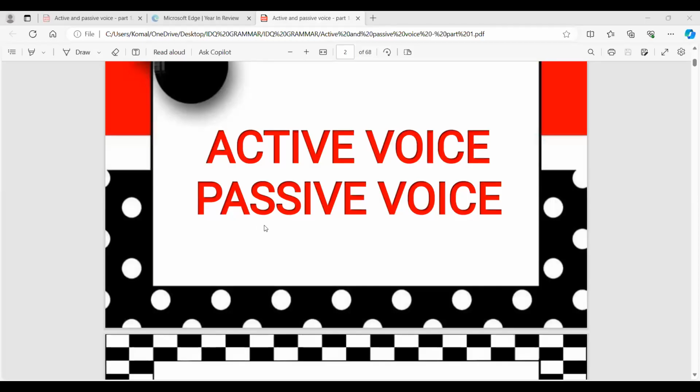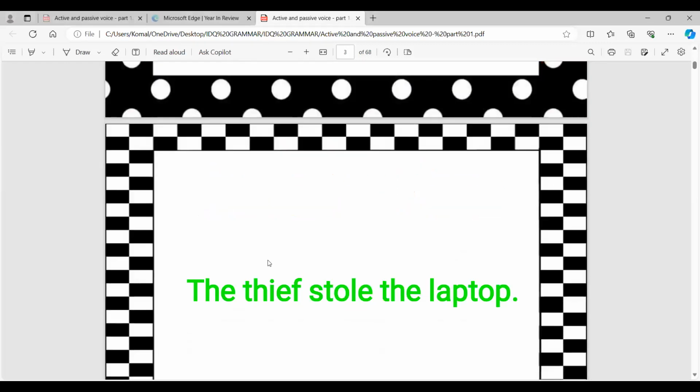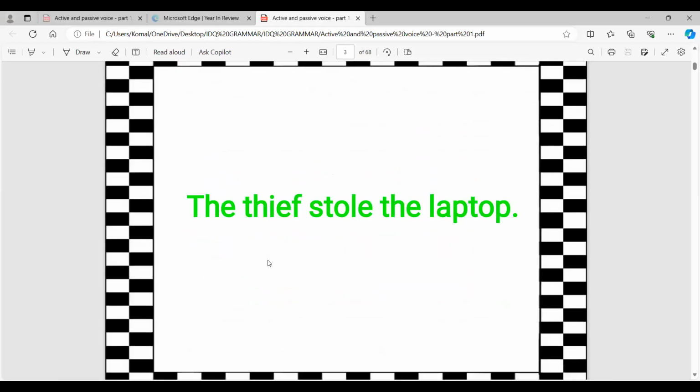Okay, done. So shall we start the rules? Yes, ma'am. Okay, let's start from the very basic, active to passive voice. Now read this sentence. Siddharth, read it. The thief stole the laptop. What is the subject in this sentence? The thief. What is the verb? Stole. What is the object? Laptop. So the thief is the subject, stole is the verb, laptop is the object.